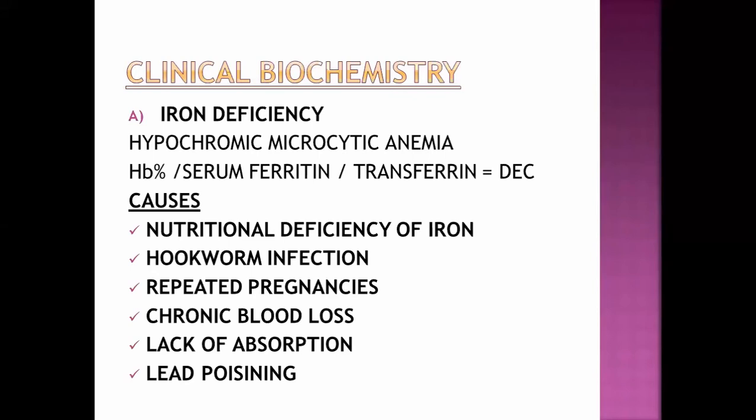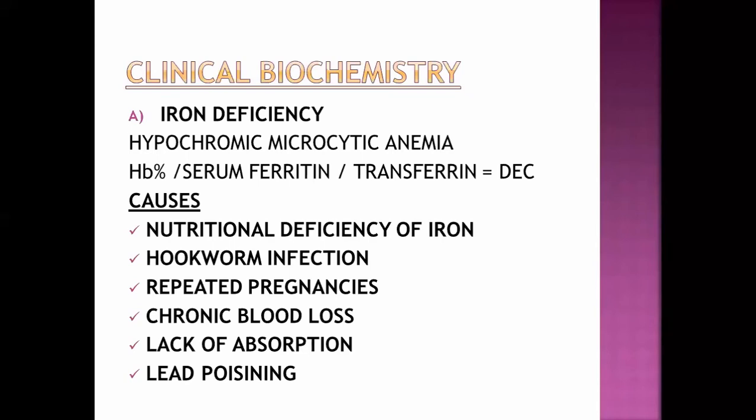Clinical biochemistry of iron. There are two important clinical conditions: either iron deficiency or iron overloading. In iron deficiency, hypochromic microcytic anemia will occur. This line is important from an MCQ point of view. In iron deficiency, which type of anemia will occur? Hypochromic microcytic anemia.